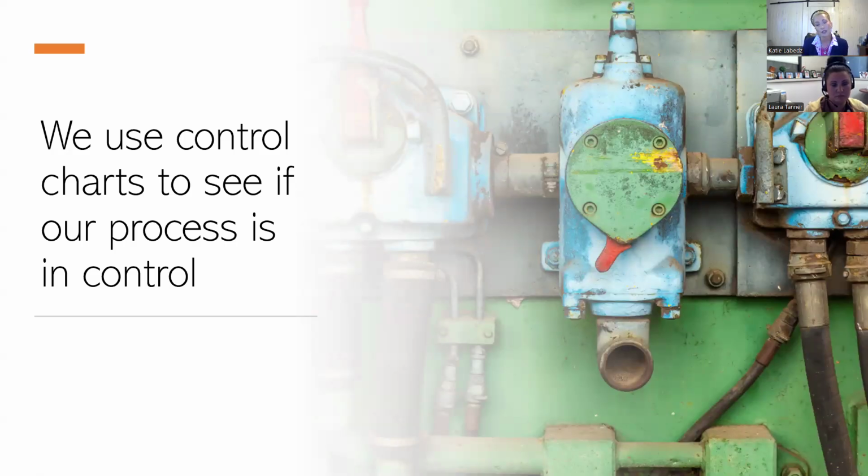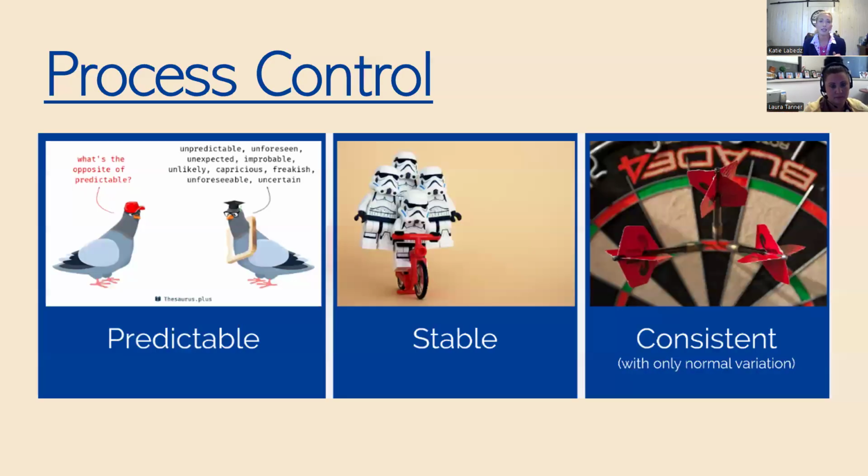So we use control charts to see if our process is in statistical control. When somebody says to me, my process is in control, in my mind, I translate that to statistical control, not what we would say offhandedly, oh yeah, it's under control, right? When we say a process is in control, we mean statistical control.